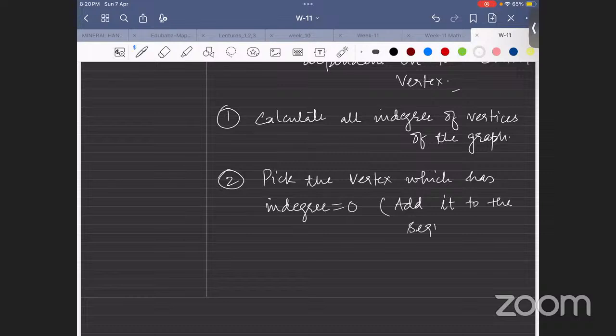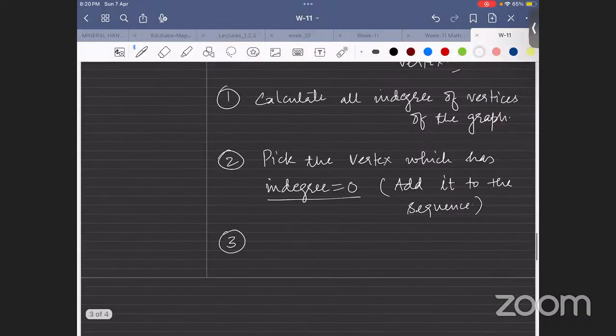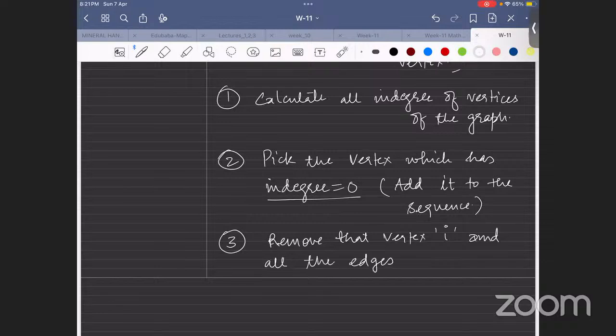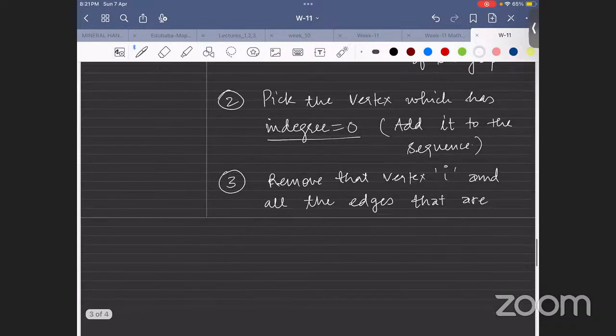The third step: wherever the in-degree was 0, you have already added it to the sequence. Now you can remove that vertex, plus you remove the edges that are connected to it. For example, if the vertex was I, you have to remove the vertex and all the edges that were connected to it.